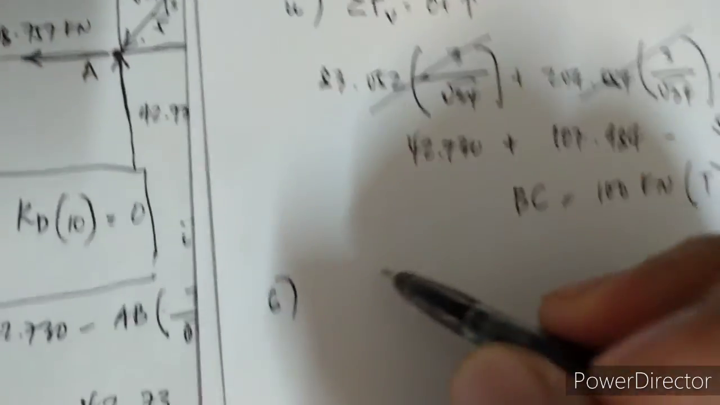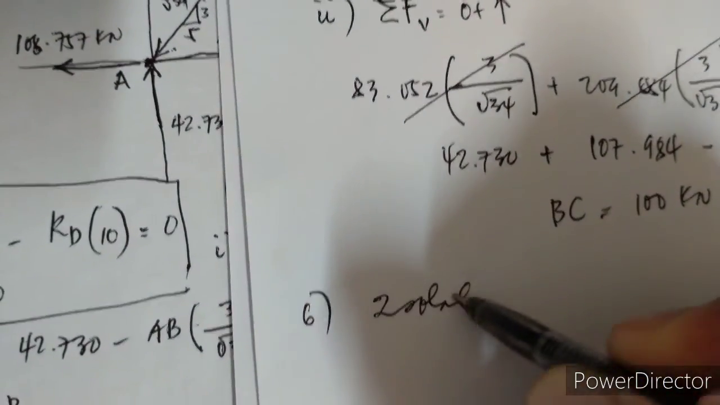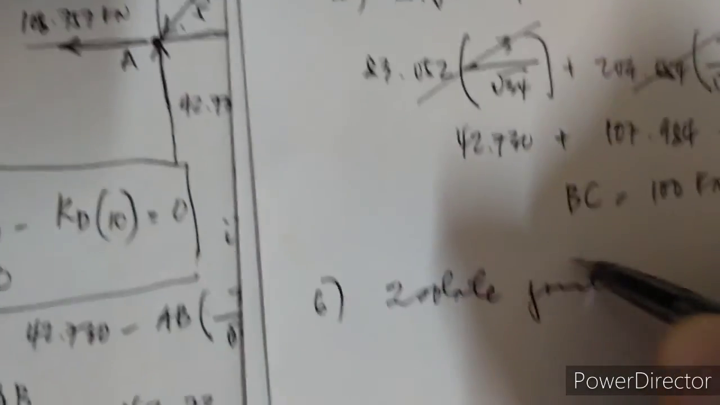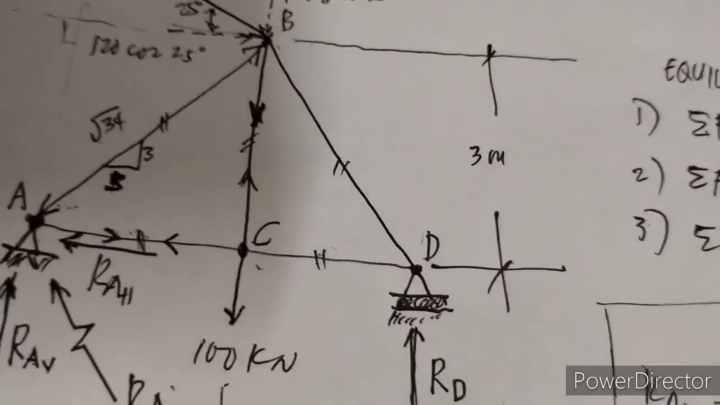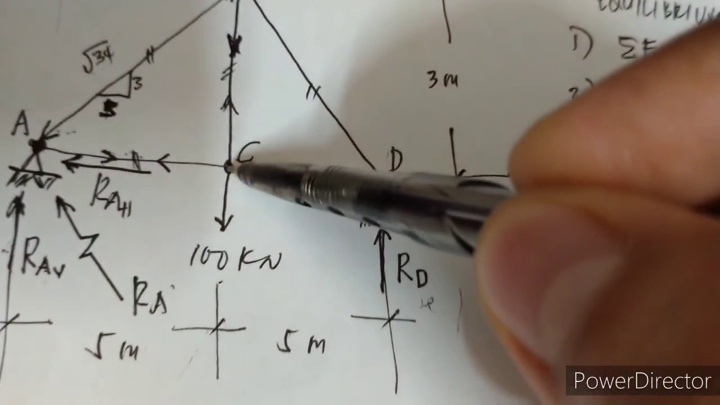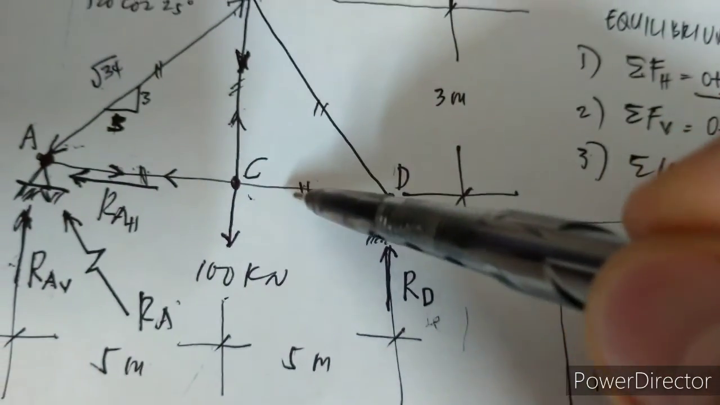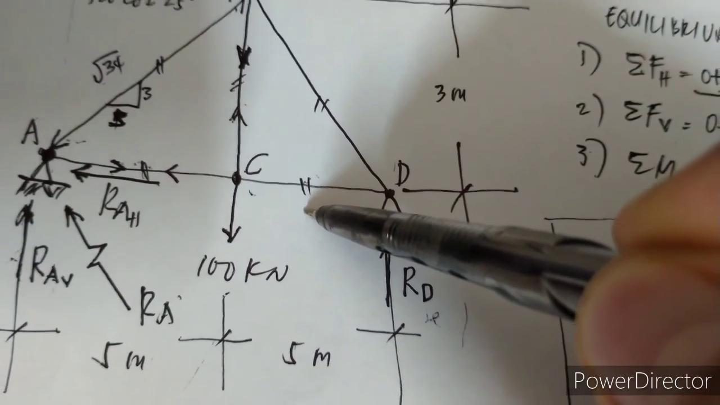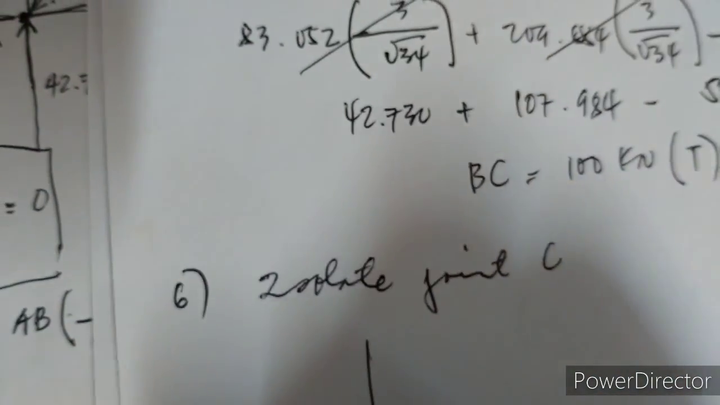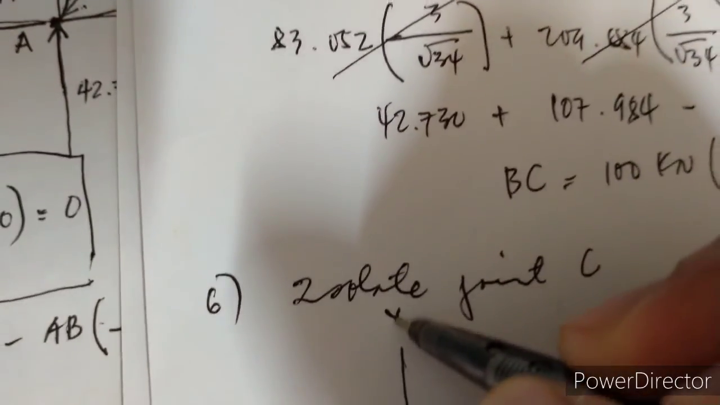Number 6 is isolate joint C. So referring to joint C, this is joint C. We have already computed BC and AC, and CD is the unknown. Let's just draw again the Cartesian coordinate, the x and y. This is your y, this is your x. So what are the forces included at joint C?